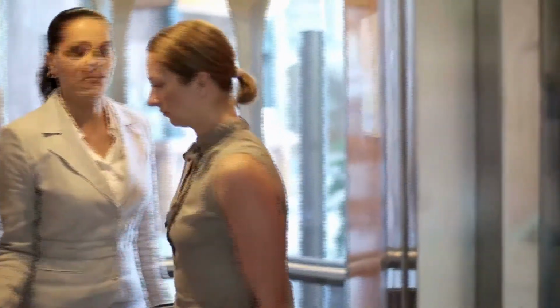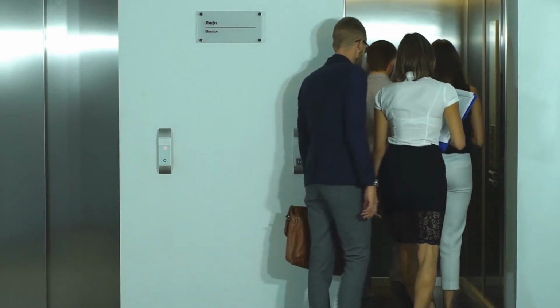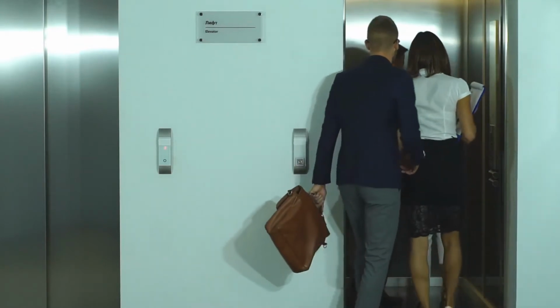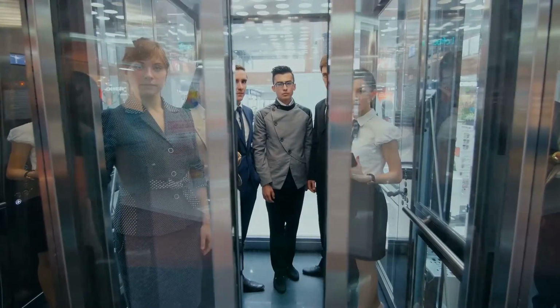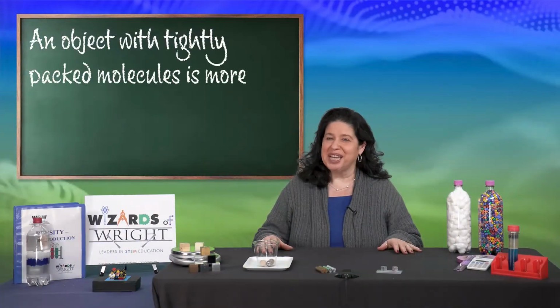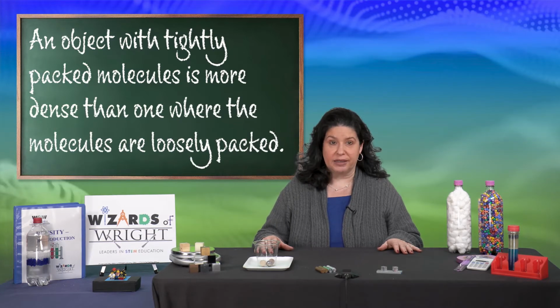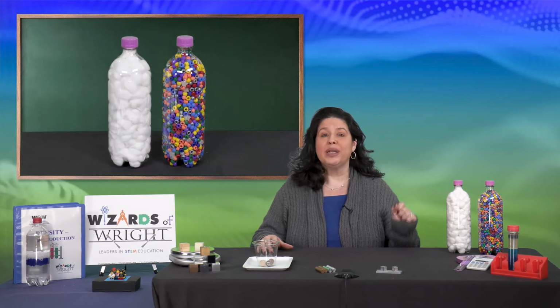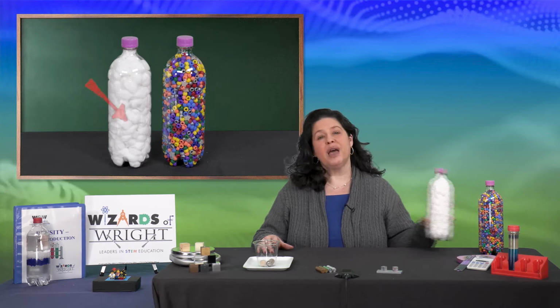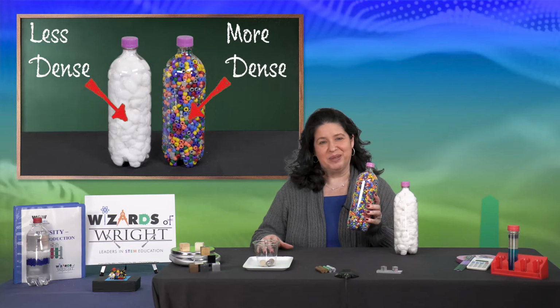If those 2 passengers were molecules, the elevator's density is low. As more mass or people are added to the volume of the elevator, it becomes more tightly packed. The crowded elevator is more dense than when there were just 2 people. An object with tightly packed molecules is more dense than one where the molecules are loosely packed. Here, I have 2 1-liter bottles. The one we packed with cotton balls is less dense than the one we packed with beads.